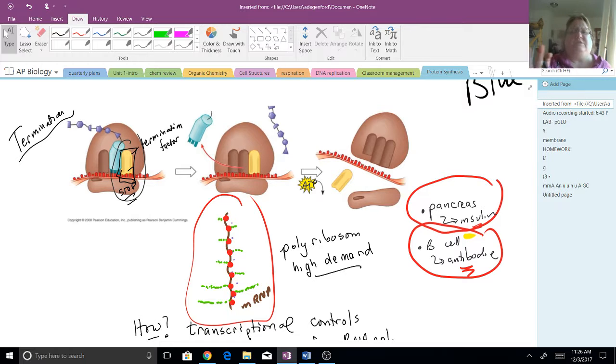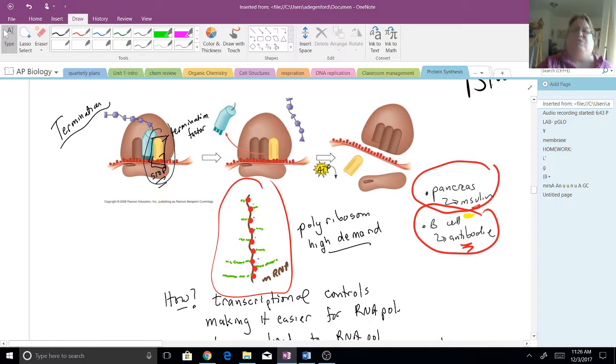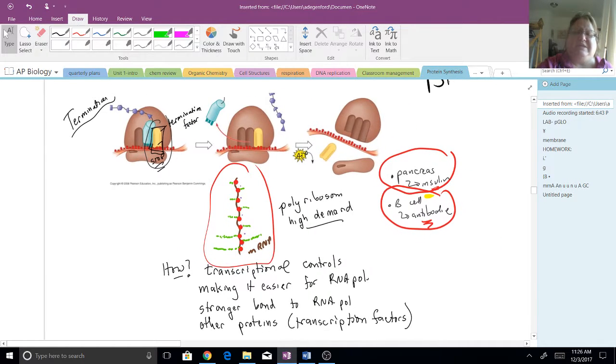So how does each cell, quote unquote, know or get that signal to make that particular gene? Why doesn't that pancreas cell make the antibodies? Or why doesn't that B cell make the insulin? So it gets into this idea of transcriptional controls or translational controls. How do we tell that cell? How do we signal for the different genes to be made?